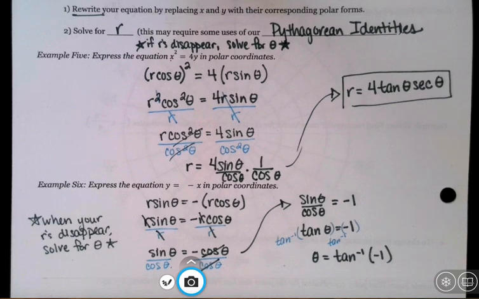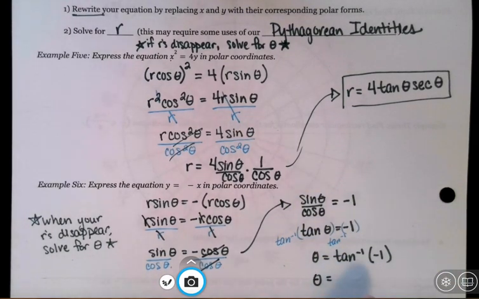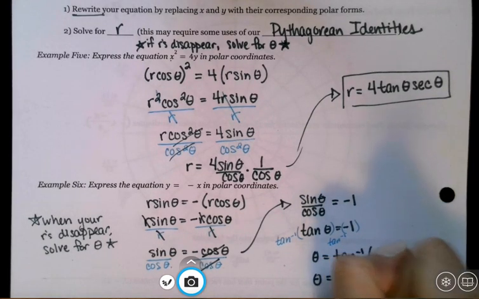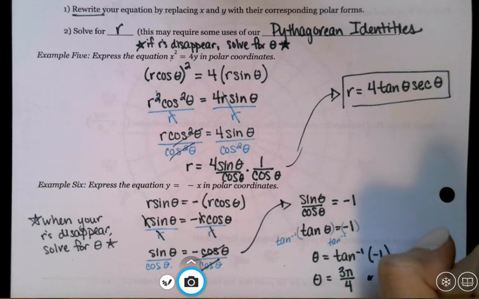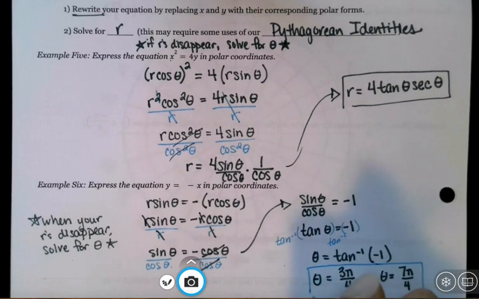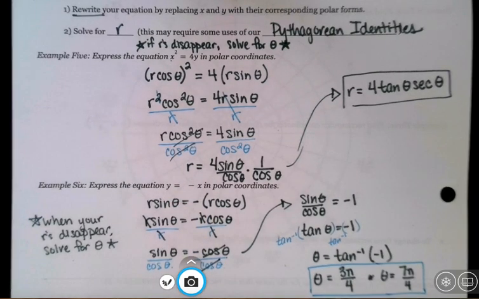And then using our unit circle, well, I don't have one that I can show on camera, but we're looking for what angles have a tangent value of -1, and it looks like it's 3 pi over 4, or we could say theta equals 7 pi over 4. We also know there's other coterminal angles that work, but this is where we're going to leave our answer for the equation if we convert the rectangular equation into a polar form equation.